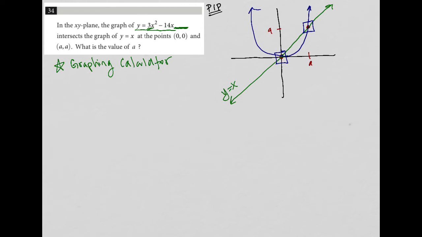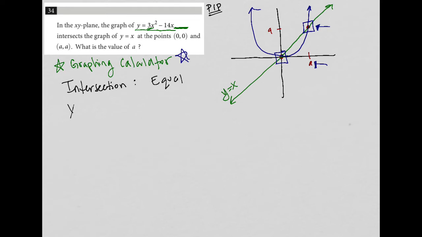So the question is just simply asking, well, what's the value of a, right? What is this value here? What is this a value there? Now, one thing we should know, especially if you're not going to use a graphing calculator, is in order for two graphs to intersect, those two graphs must be equal to each other, right? So intersection means equal.